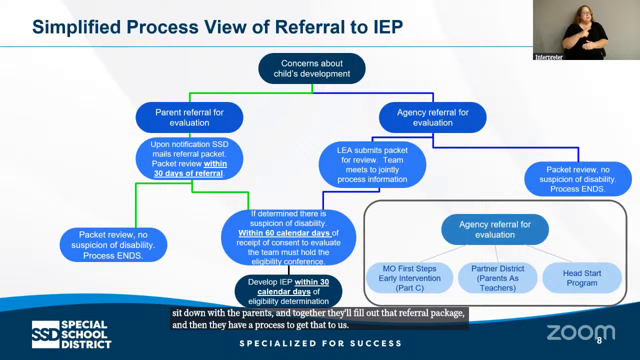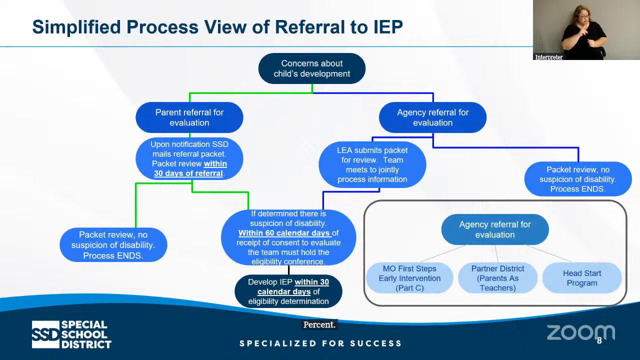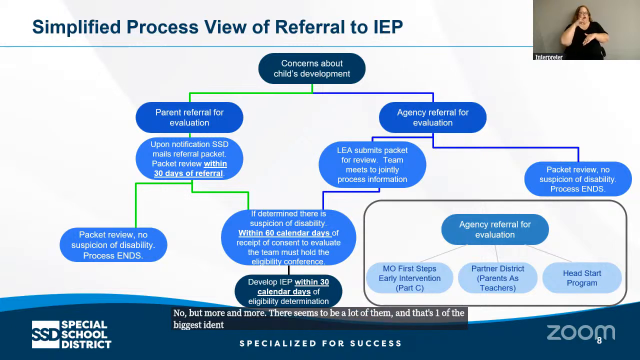What percentage of these kids are coming to us from First Steps? Large percentage? Large percentage, I would say, no, but more and more. There seems to be a lot of them. I mean, that's one that are being identified extremely early. That's what I was wondering.